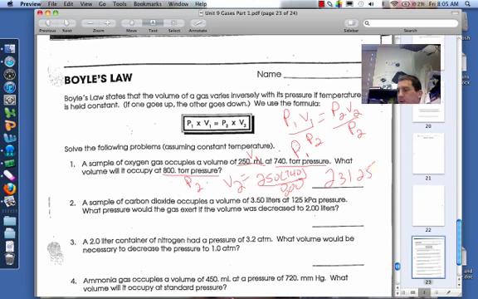Okay? Okay, let's go into one more, and then I'll let you do the rest of these on your own. So, a sample of carbon dioxide occupies a volume of 3.5 liters. That's going to be our V1.